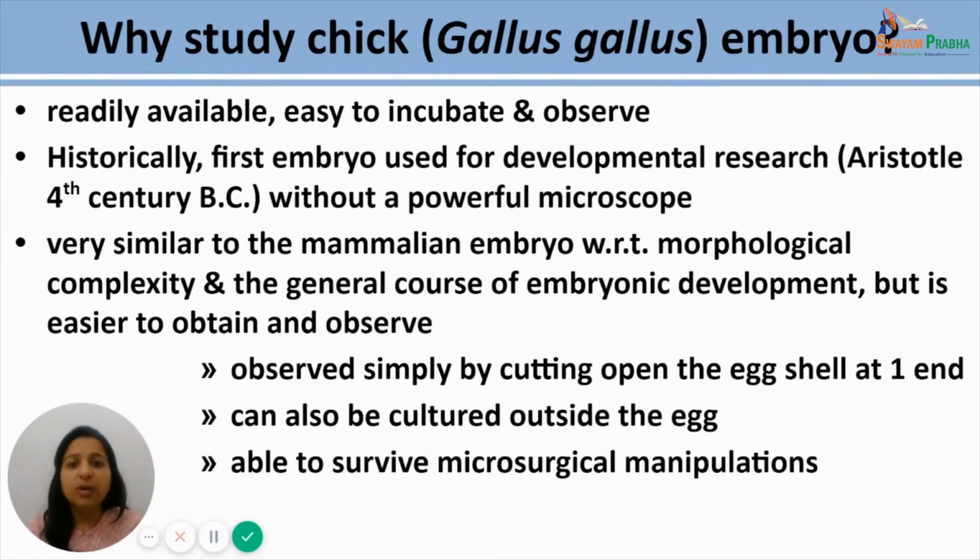The mammalian embryos, as we discussed in the last lecture also, are quite difficult to observe because they are growing within the body of the mother, that is, the body of the female. Now, chicken eggs can be easily observed simply by cutting open the eggshell at one end, which is the most common method used to study chicken embryos by students in the laboratories.